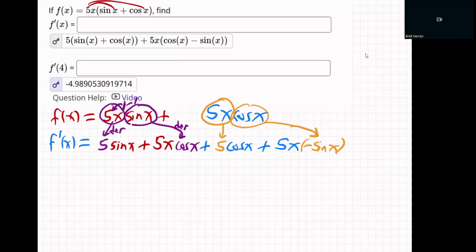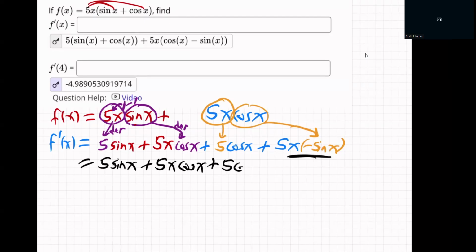Can we clean that up at all? No, none of those are really like terms. Some people factor out a 5 and do some monkey business, but you don't really need to do that. It doesn't matter. You can leave it just like this. This is fine. It's totally good. And if it bugs you having this, you could say, okay, I'll just make it 5 sine x. You don't have to though. You could leave it as it is. Plus 5x cos x plus 5 cos x. And this will be positive times negative, so this will be negative 5x sine x. That's probably good right there.